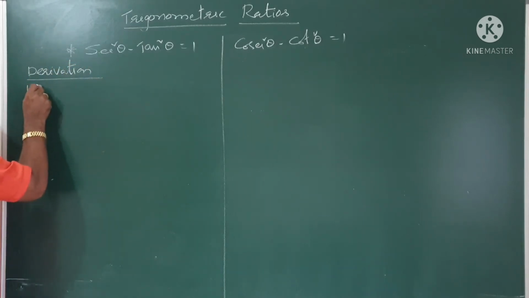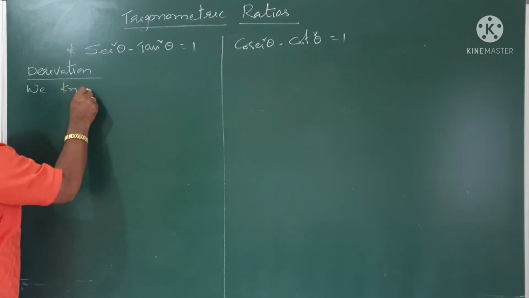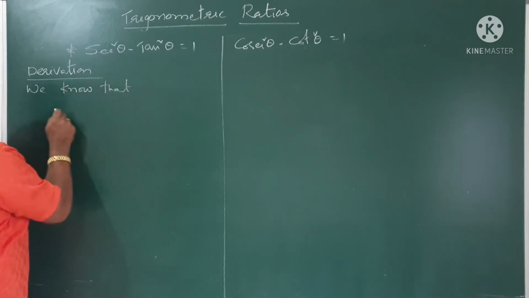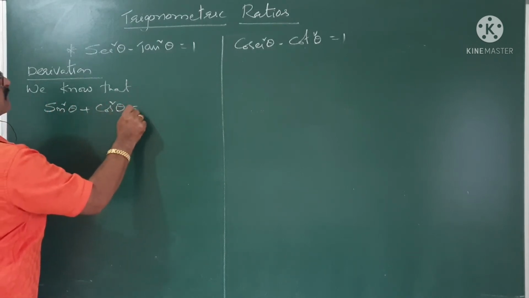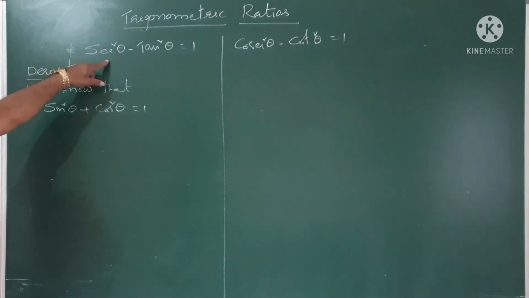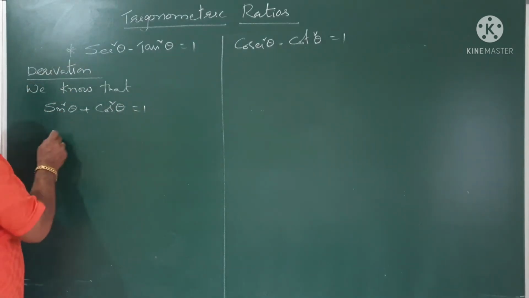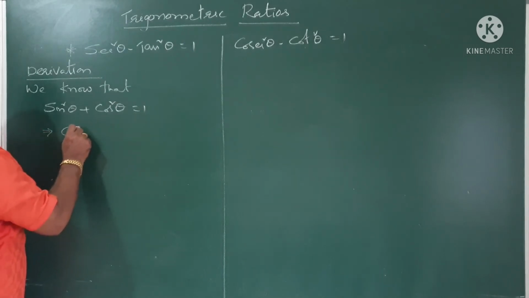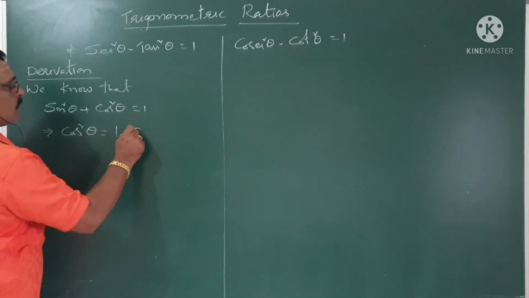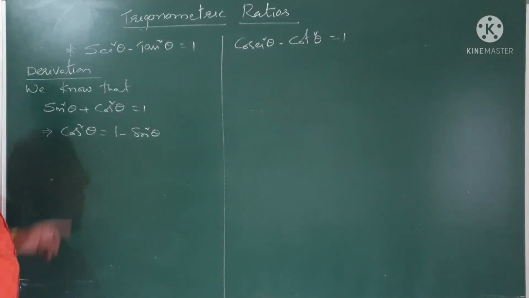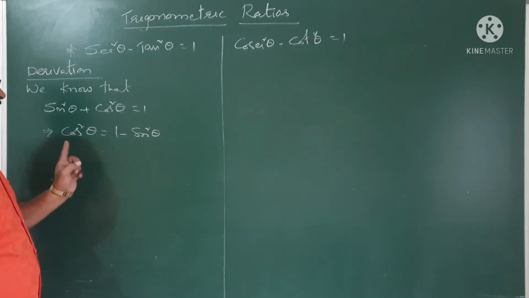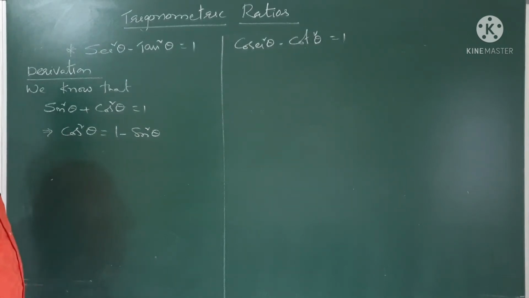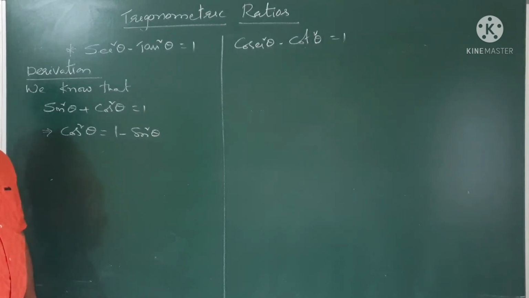We know that sin square theta plus cos square theta is equal to 1. Now I am going to derive this first. What I do, I will write this cos square theta as 1 minus sin square theta, just transferring sin square theta to that side. Dividing both sides by cos square theta.